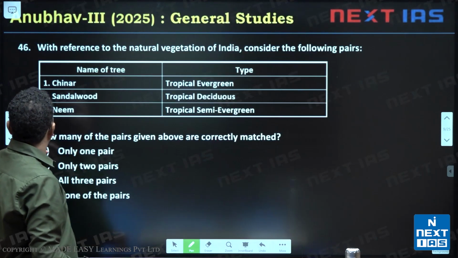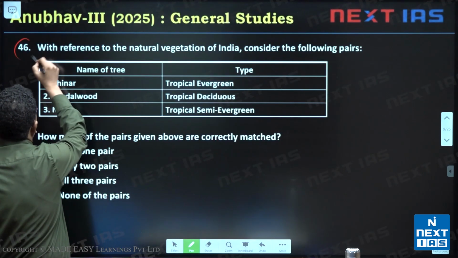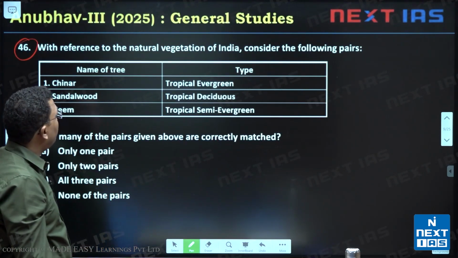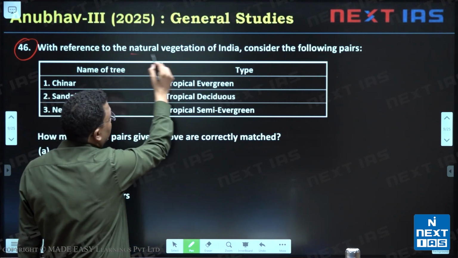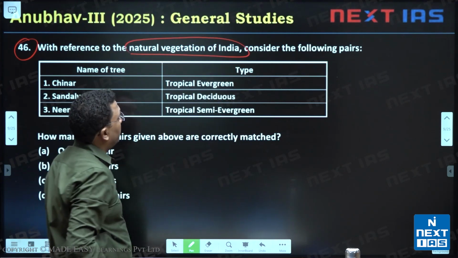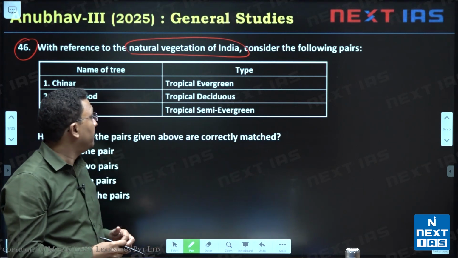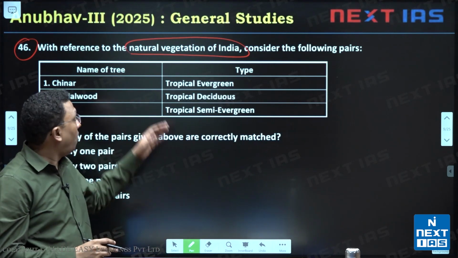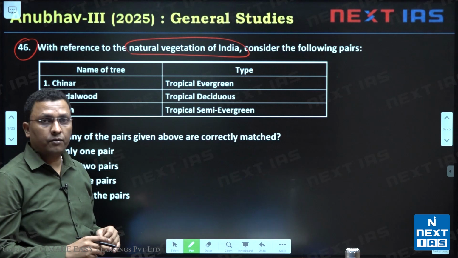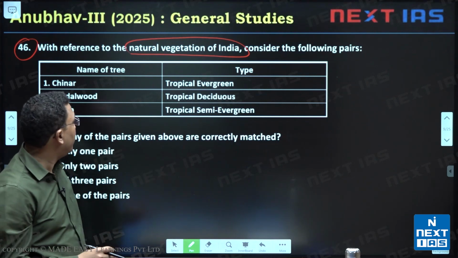Now let's see the next question, that is question 46, with reference to the natural vegetation of India. So this is a question from the topic natural vegetation of India. This is also an important topic from the prelims exam point of view. On and off, one question is asked from this topic every year, right?